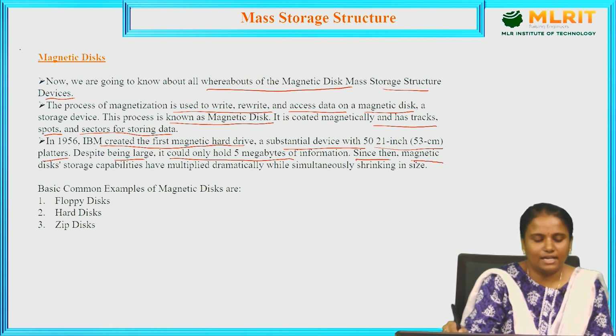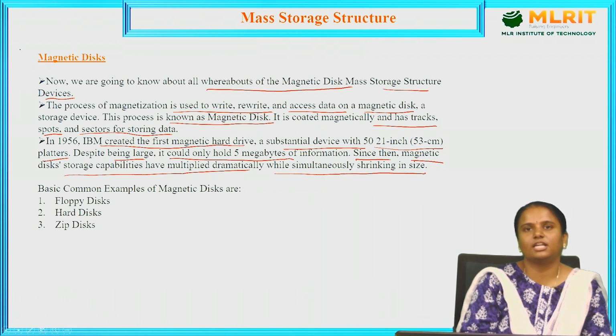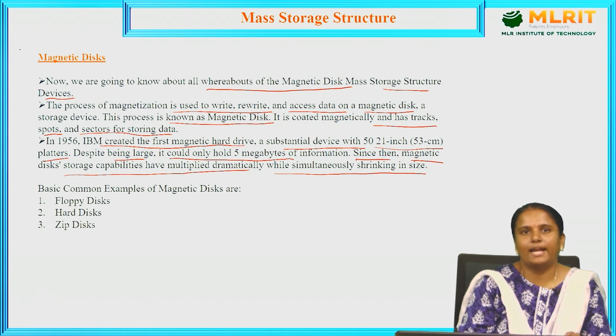Since then, magnetic disk storage capabilities have multiplied dramatically, while simultaneously shrinking in size. The size of the magnetic disk can shrink or change dramatically due to the storage capabilities of the disk drives. Why? Because earlier it could only take some amount of data. In other cases it may take a large amount of data, but that was not possible in this magnetic disk. That is how the sizes of these disks shrink.